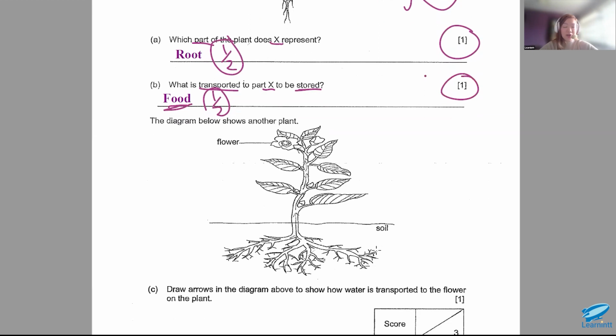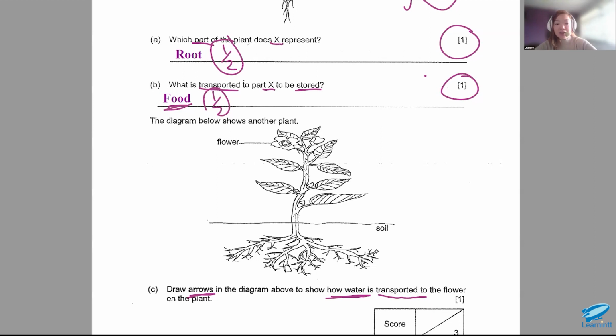The diagram below shows another plant, so a totally new scenario. So we have a diagram here. There is a flower with the soil. Now draw arrows in the diagram above to show how water is transported to the flower on this plant. So we know the function of roots is to absorb water for the plant. Then it will be transported up the stem to the flower. So we just have to draw the arrows, okay?